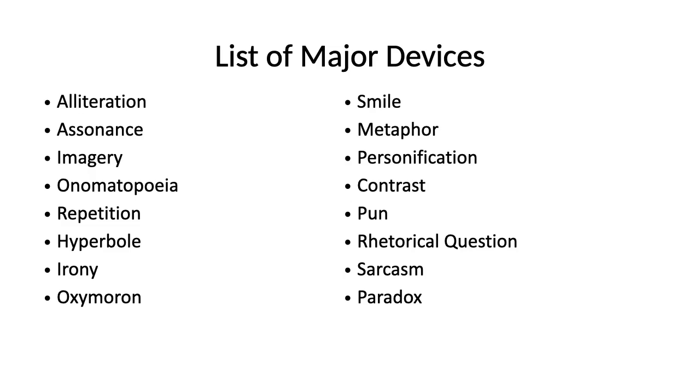So I have included here a list of all the major devices that you would find in an English B exam or an English A exam. The list is not exhaustive. In saying that, I mean that it is not all the devices that exist currently in the world, but these are the major ones, the essential ones that you must know before you head into an English B exam. So we will have alliteration coming down right to paradox and the exciting ones like pun, contrast, and so on. Right? So let's go into it.